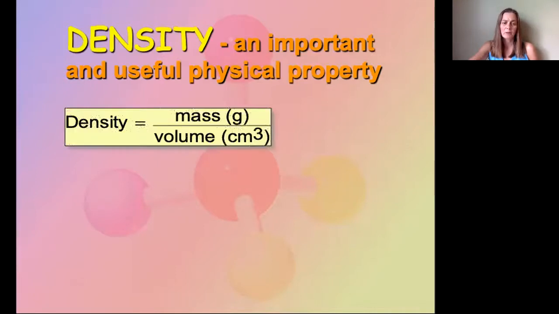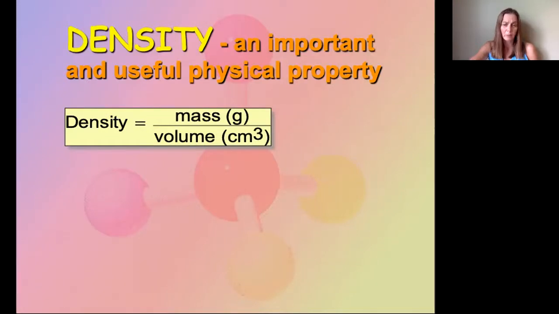So just a quick reminder of what density measures. Density measures mass divided by volume. And in the chemistry classroom, we're going to usually express density as either grams per cubic centimeter or grams per milliliter. And so mass over volume.